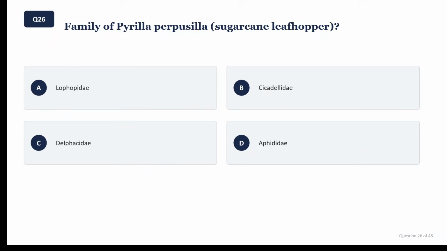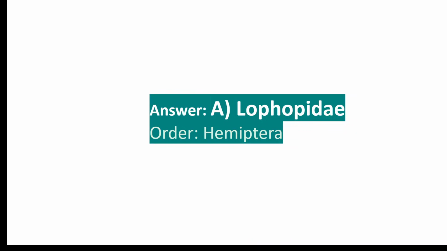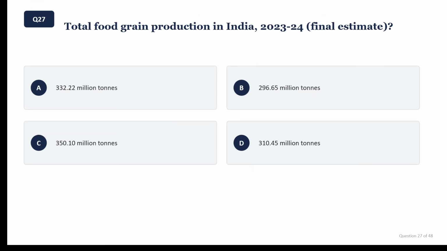Aphid belongs to Aphididae. From Delphacidae, which insects belong? Cicadellidae, I think hoppers belong. Okay, and brown plant hopper. Then Lophopidae belongs here. Lophopidae, order Hemiptera. Pyrilla perpusilla belongs to the Lophopidae family.